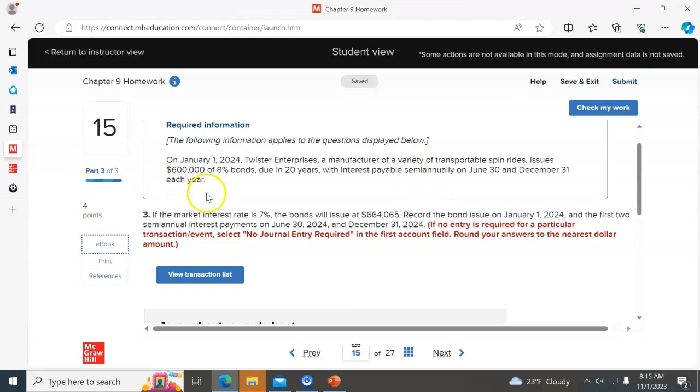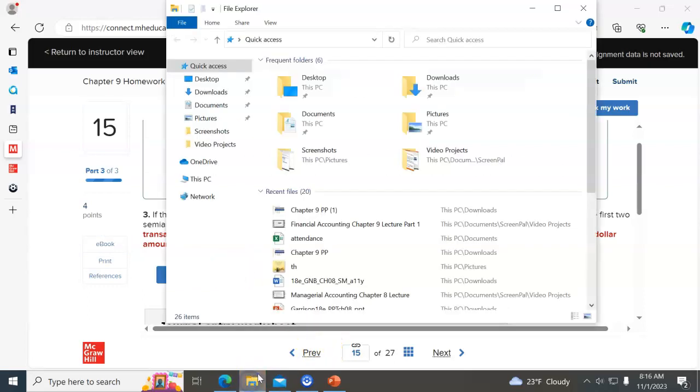Now, guys, if the market interest rate is 7% and the stated rate is 8%, what does that mean to you? The bonds are going to be issued at a premium, aren't they? Because the market rate is less than the stated rate. Okay? Now they're telling us the bonds are going to issue at $664,065. What I want to do though, so you understand, is figure out how we know that.